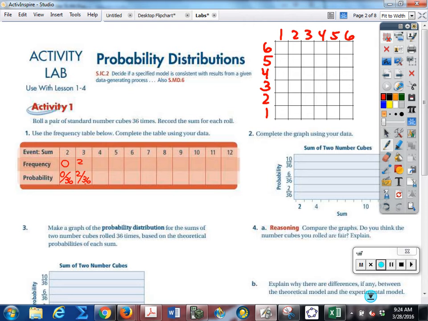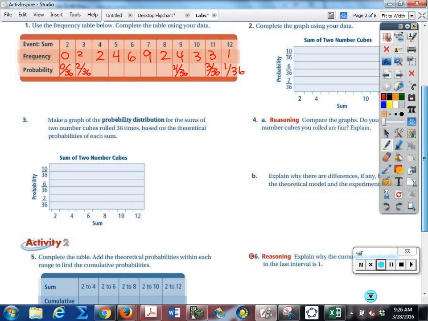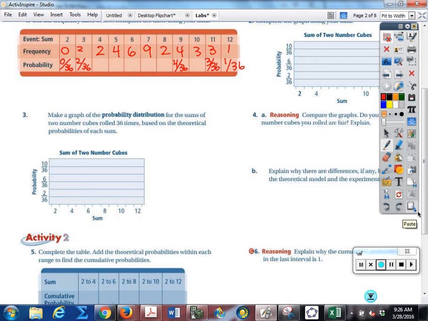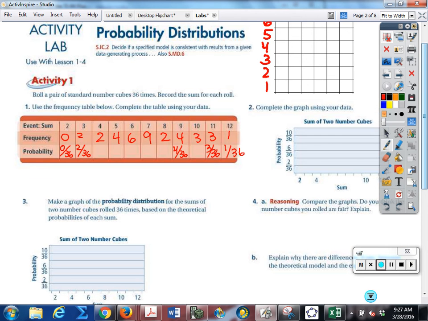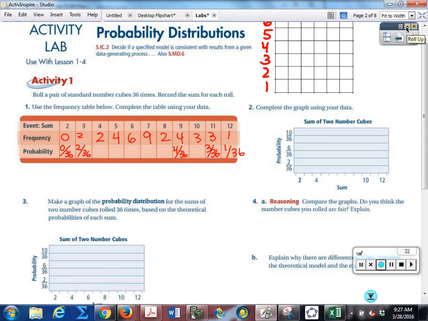It doesn't matter as long as you know that this is the probability that you rolled that number, or that sum of numbers. Okay, after you guys get done with that part, it says make a probability distribution for the sums of the numbers you rolled 36 times. Oh wait, we gotta do number 2. So number 2 says complete the graph using your data. So what's the probability on mine? I rolled a sum of 2, 0, so I don't do anything.